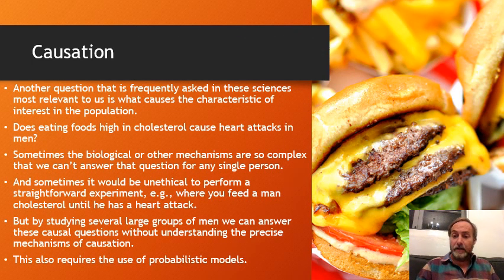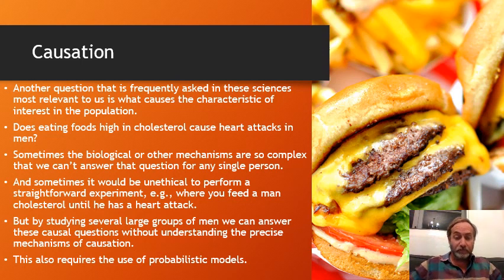Another reason you might need these statistical and probabilistic models is that often we want to know about causation, as regards some characteristic of interest in the population. So we might want to know, does eating foods high in cholesterol cause heart attacks in men? We certainly often want to know causal questions like these. What, in pregnancy, are the causes of bad health outcomes for the child, or what are causes of good health outcomes, and so on.